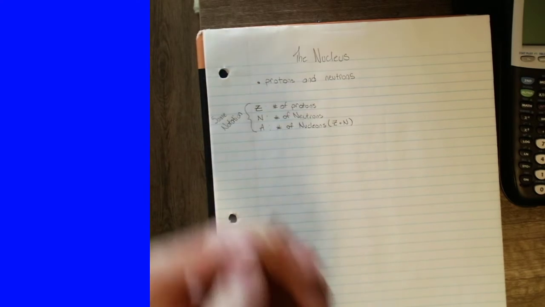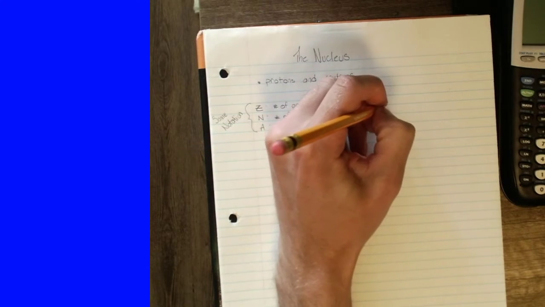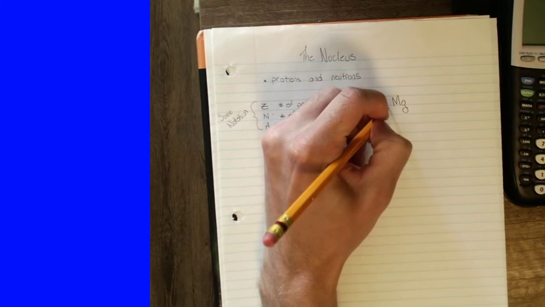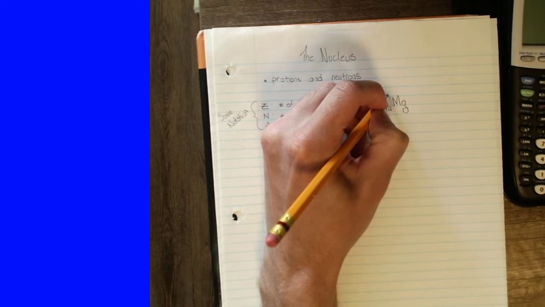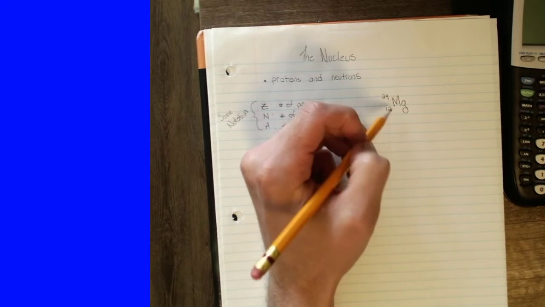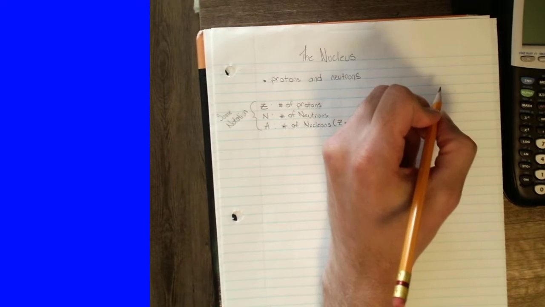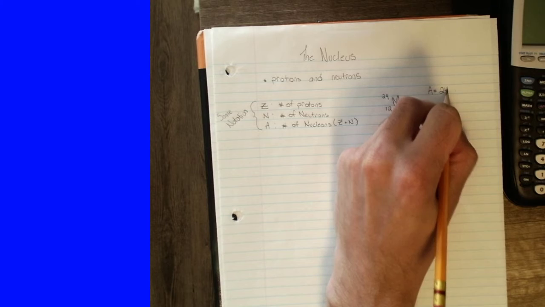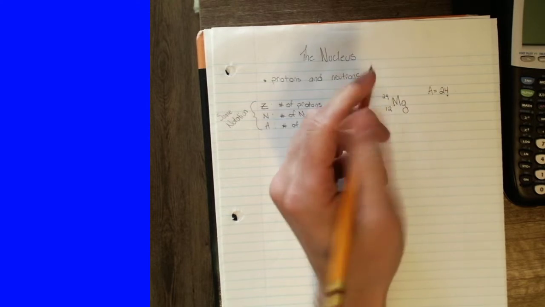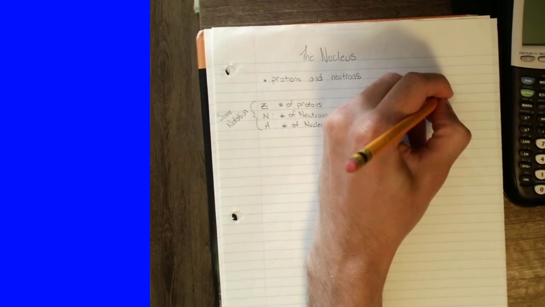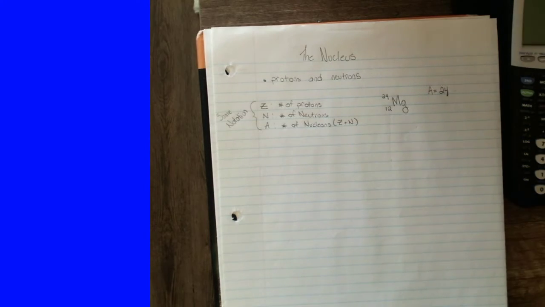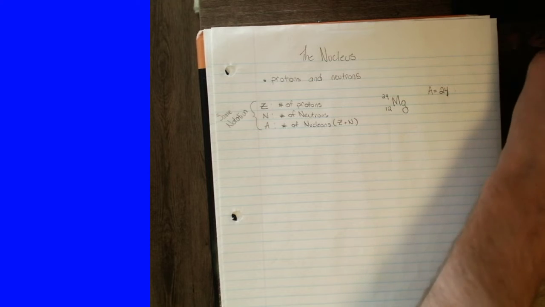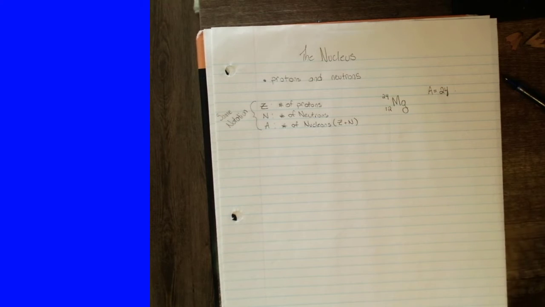So let's take, for example, magnesium-24, with 12 as the atomic number. By this notation, we see that A is equal to 24. That's what the 24 stands for. And then Z is equal to 12. So magnesium has 12 protons.